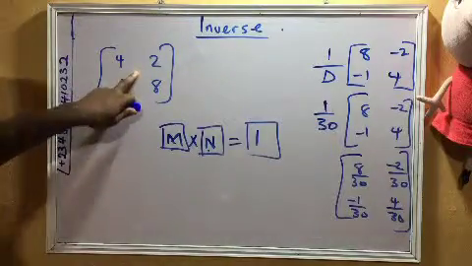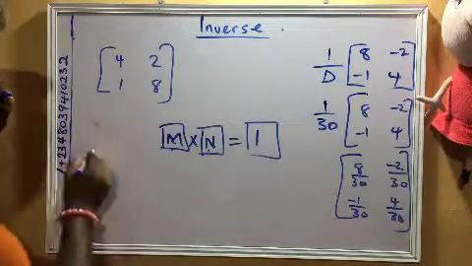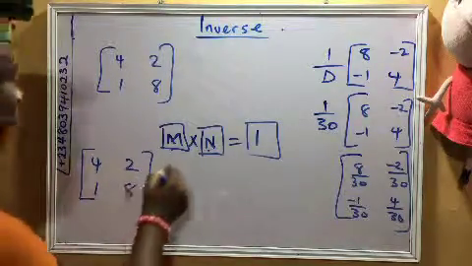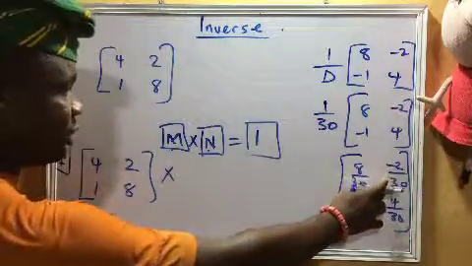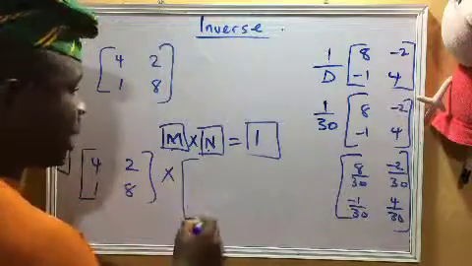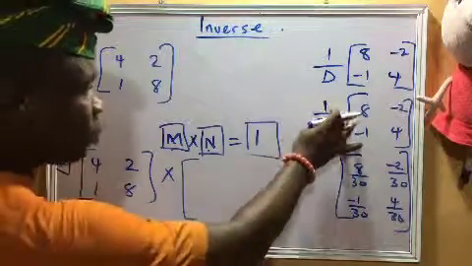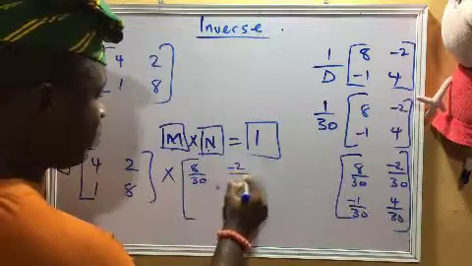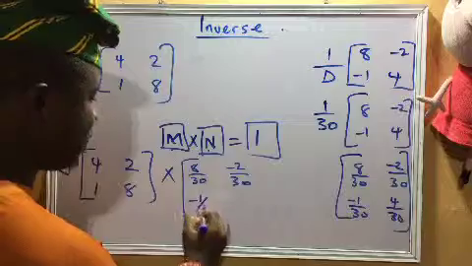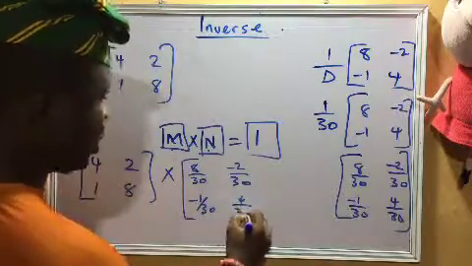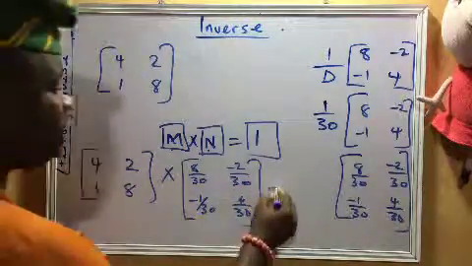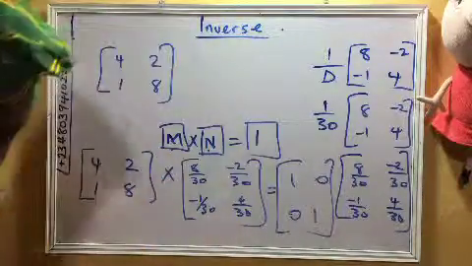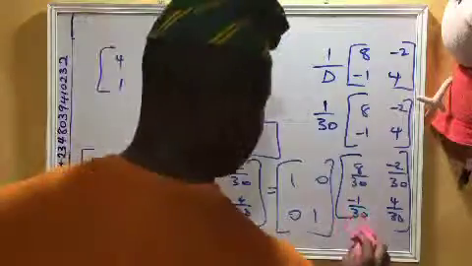So this is the matrix. Let's say this matrix is 4, 2, 1, and 8. Now times the inverse. This is the inverse, right? So in the inverse we got 8 over 30, minus 2 over 30, minus 1 over 30 and 4 over 30. So this times this will give you the identity matrix, which is 1, 0, 0, 1. Can you see that?